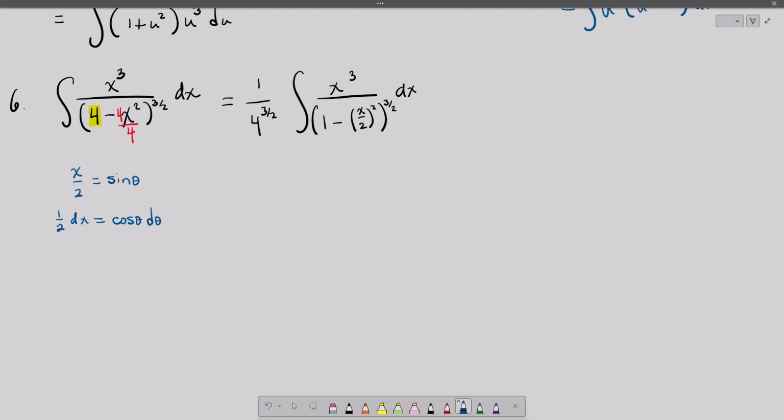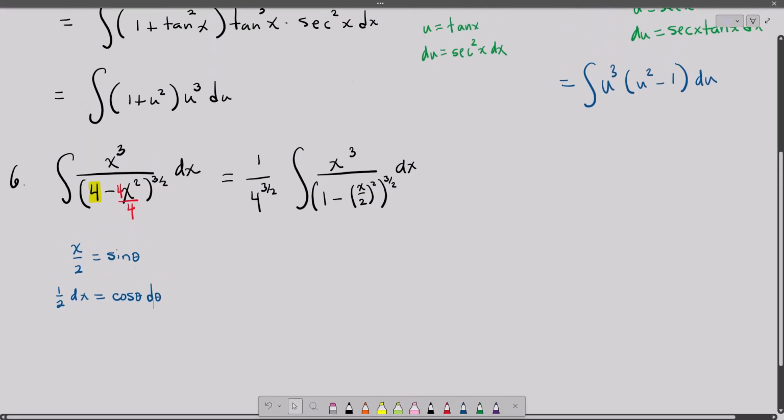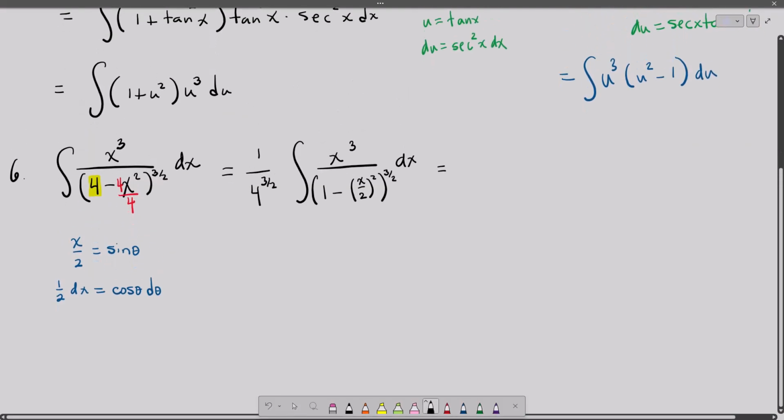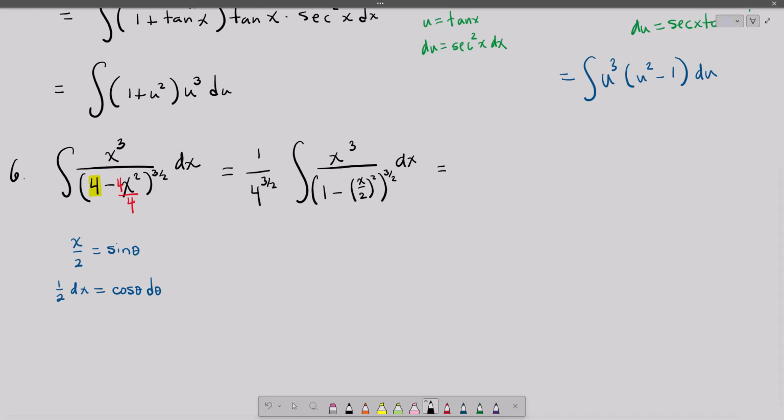Now we're ready to convert all the x's over to thetas. So out in front, we'll simplify that constant. 3 over 2 as a power, 2 is the root, so we'll do that first. The square root of 4 is 2, 2 cubed is 8, so we'll have 1/8 out in front. And now x cubed.